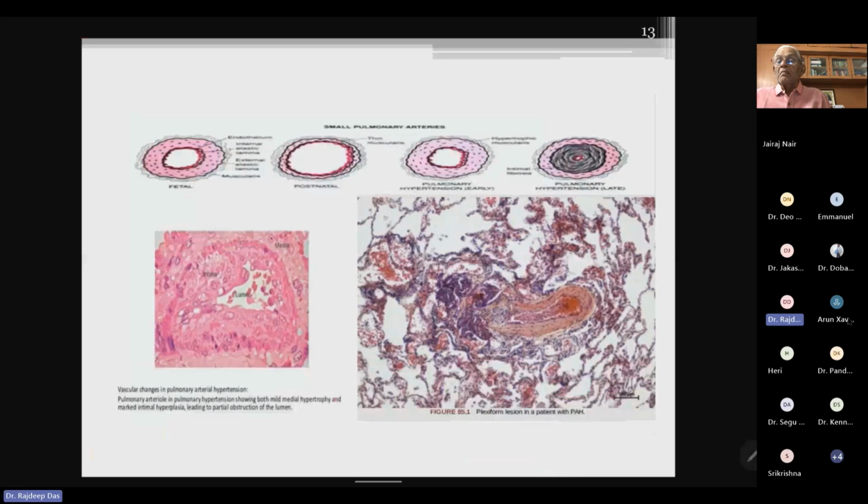On the left side, we can see the various vascular changes in pulmonary arterial hypertension, showing both medial hypertrophy and intimal hyperplasia, and leading to partial or later on the complete total occlusion of the pulmonary artery lumen.